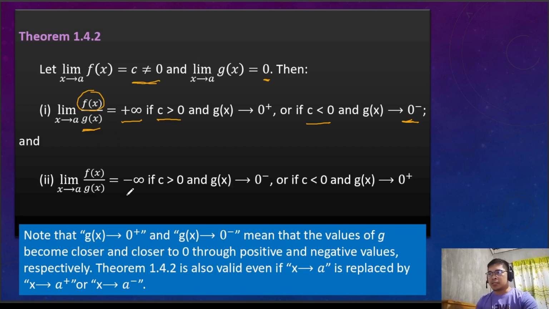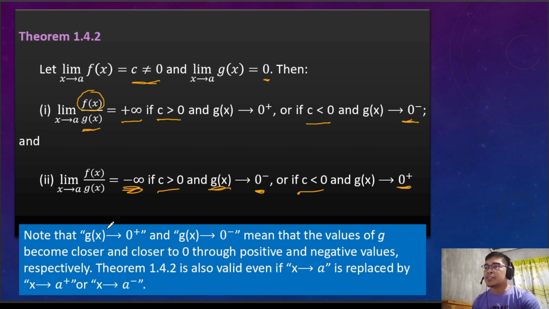The second one is the limit of f of x over g of x as x approaches a is equal to negative infinity if our c is greater than 0. So it is the same as the first condition, but they differ in g of x, because here it approaches 0 from the left side, while in number 1 it approaches from the right side. Or we have c is less than 0 and our g of x approaches 0 from the right. So that could be our negative infinity.